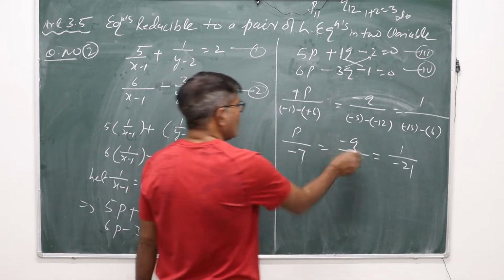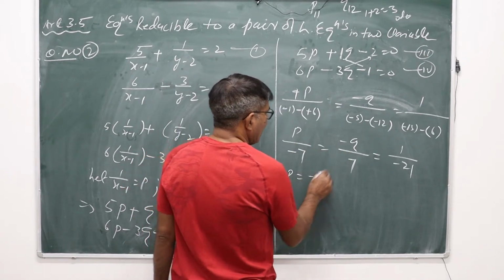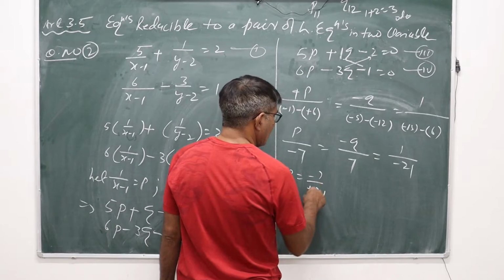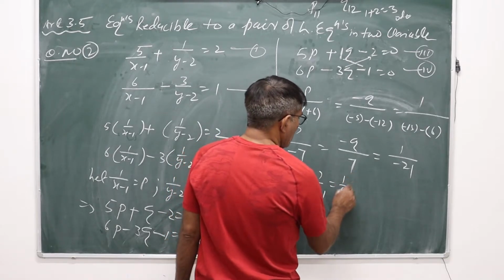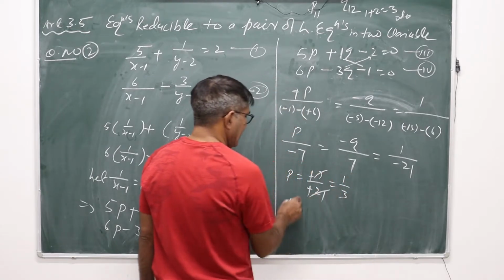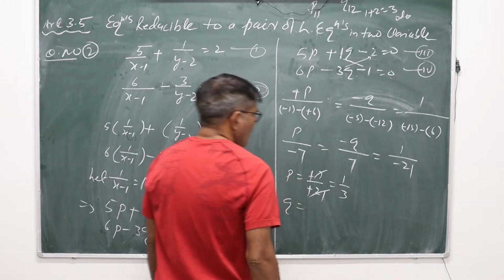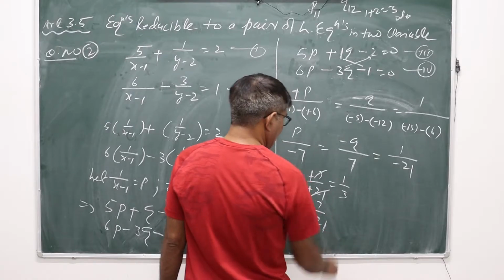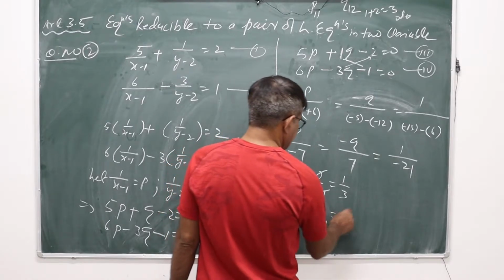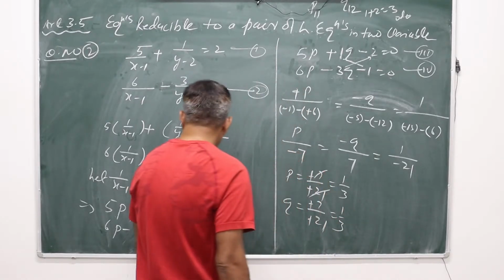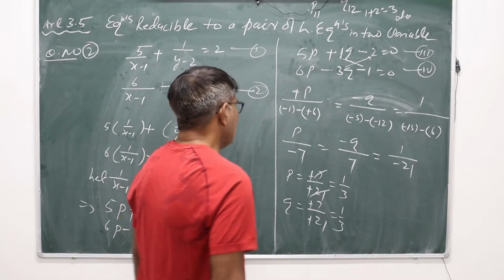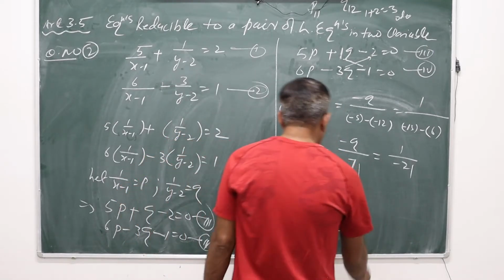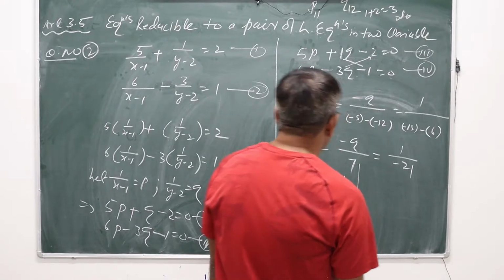When we compare first and last, p equals minus 7 upon minus 21. This will be equal to 1 upon 3, and q will be equal to minus 7 upon minus 21. So minus minus plus, that is equal to 1 upon 3. So the value of p is 1 upon 3 and the value of q is also 1 upon 3.